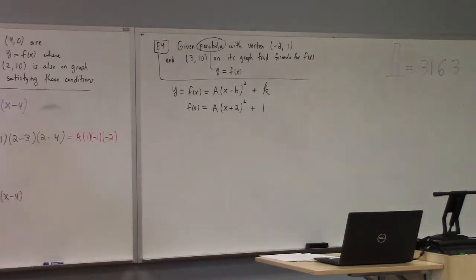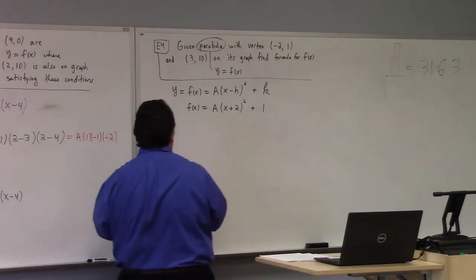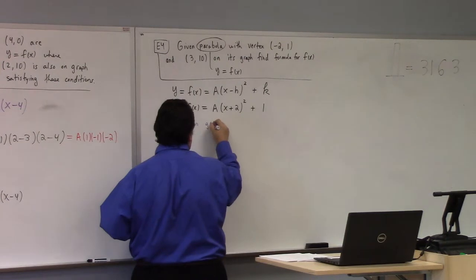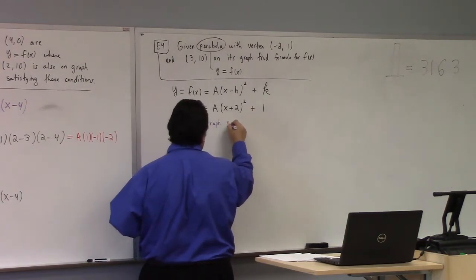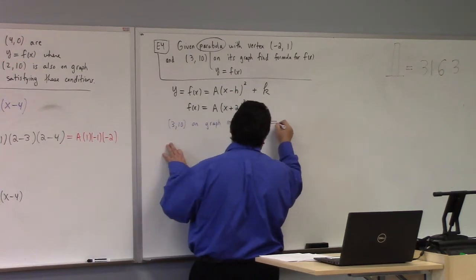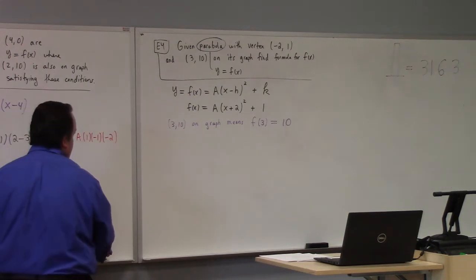Well, great, we're almost done then. What do we need now? We need to figure out what a is. How do we figure that out? Just like the previous 3 examples, right? We plug in the data point that we have. What data is that? (3, 10) is on the graph, right? So what does that mean? (3, 10) on the graph means f of 3 is equal to 10, right? How does that work here?